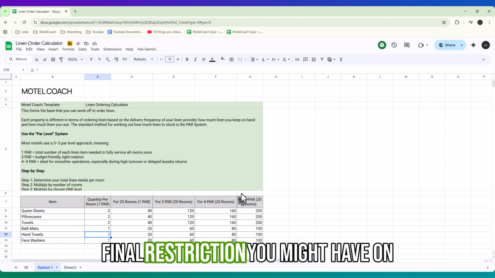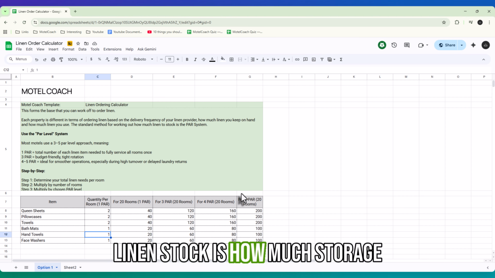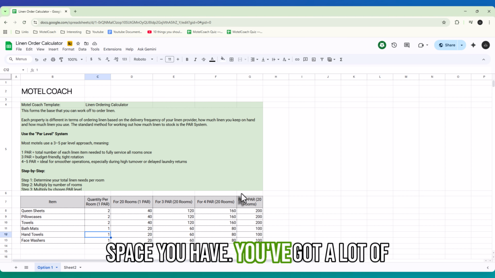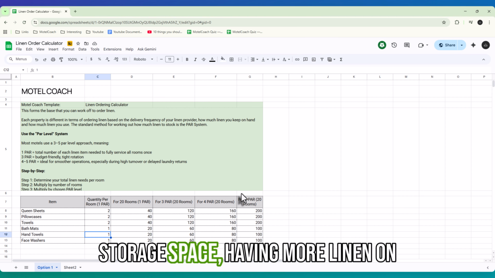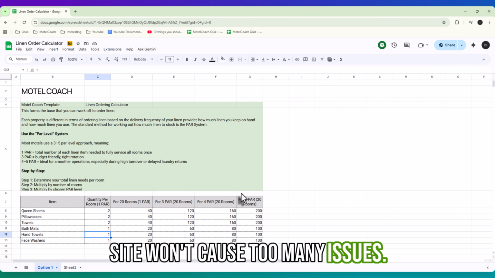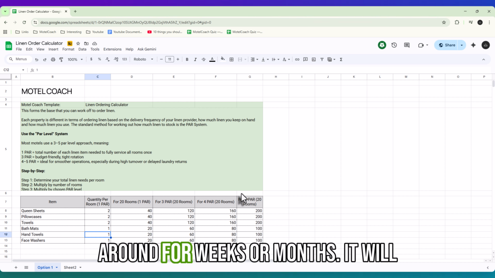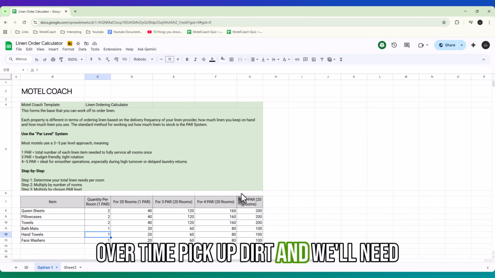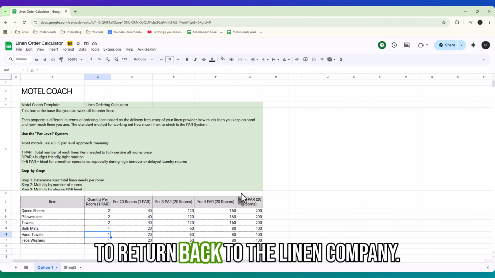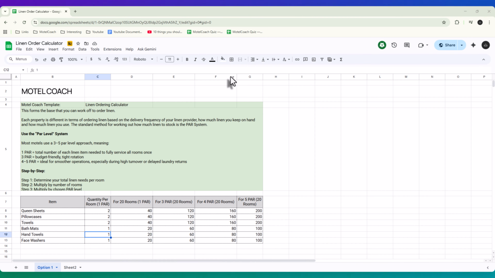The other final restriction you might have on linen stock is how much storage space you have. If you've got a lot of storage space, having more linen on site won't cause too many issues. You don't want to have linen sitting around for weeks or months. It will over time pick up dirt and will need to return back to the linen company.